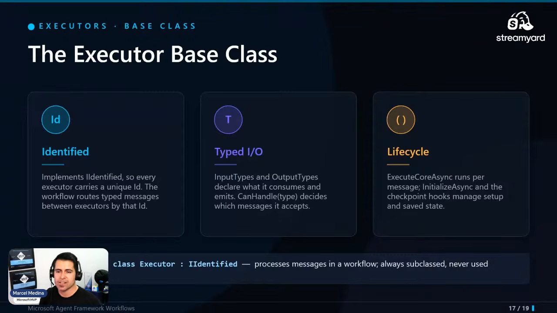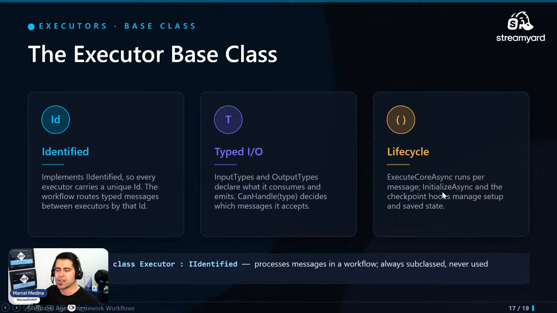Because what's happening is that you're defining the behavior. The executor base class has, for example, an interface that identifies what it is. It supports input and output types because executors are going to act on something that is being provided, execute, and provide an output. That's it. That's what an executor is responsible for.